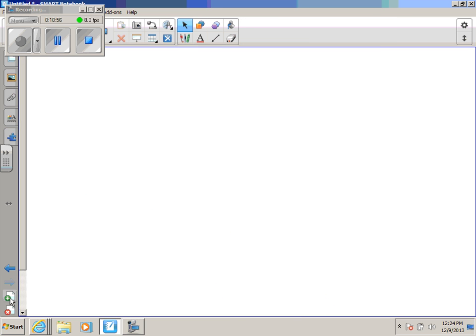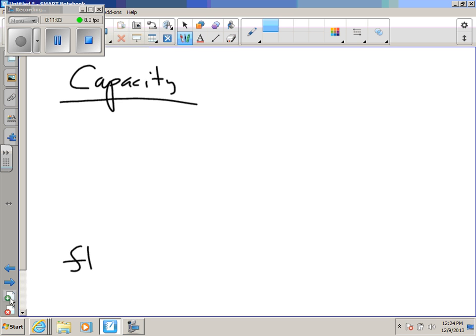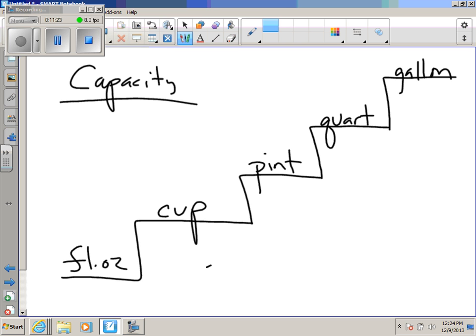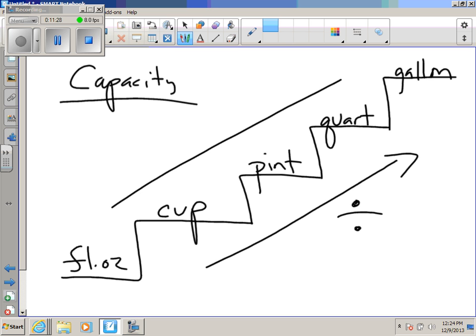We've got another chart for capacity. So you'll need to write this chart down as well. Fluid ounces to cups to pints to quarts to gallons. And again, as you go up, you'll be dividing, and when you go down, you'll be multiplying.